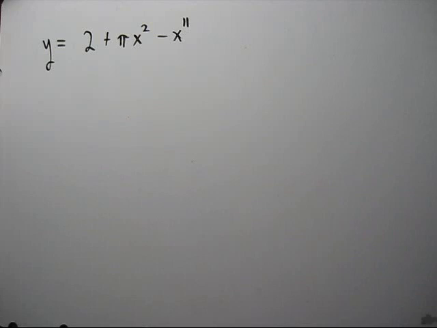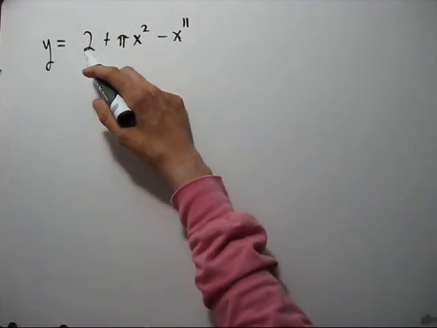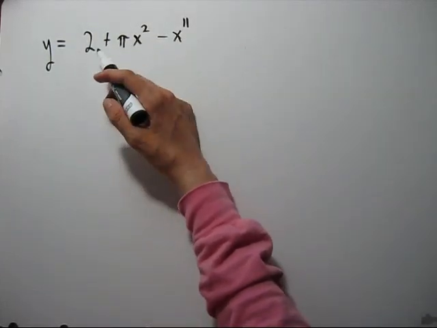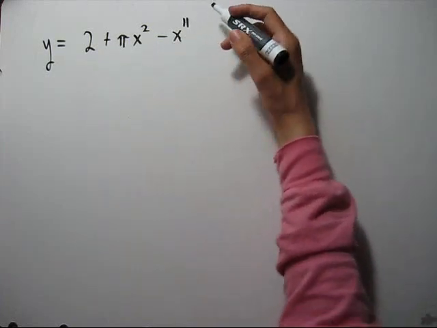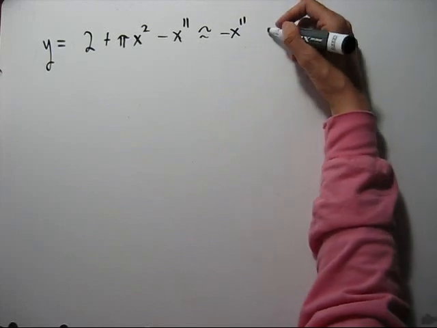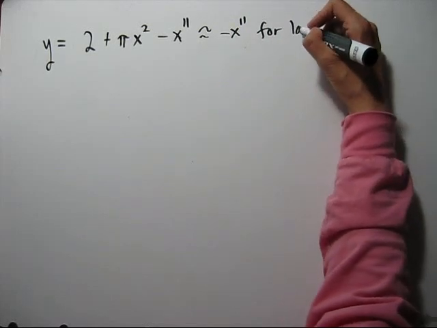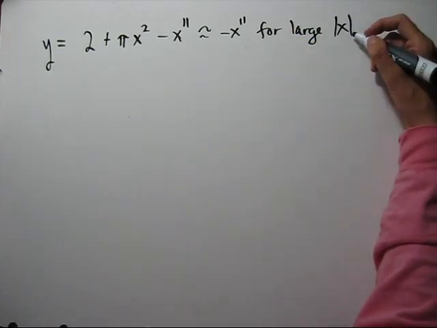We want to find the end behavior of this graph. Now when x is really, really large, your negative x to the 11th term will dominate the 2 and the pi x squared. It will be so much bigger than them that we don't have to worry about it. So we just say that it's approximately negative x to the 11th for large absolute value of x, either direction, positive or negative.